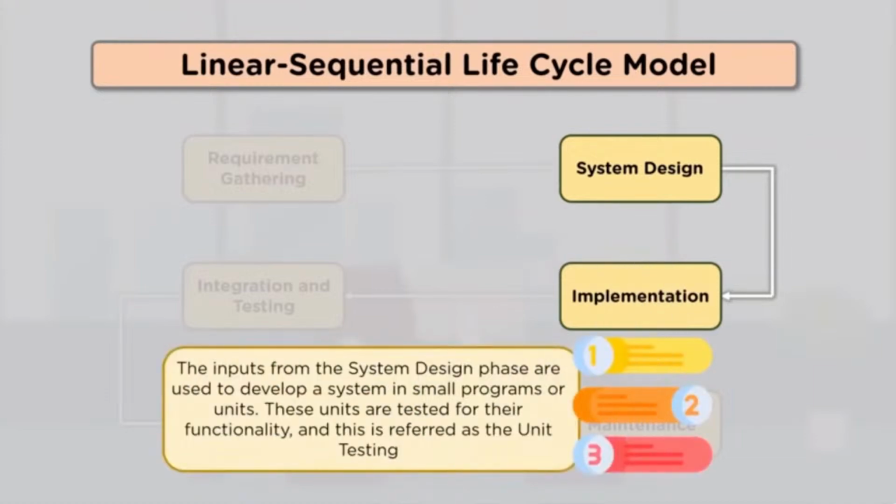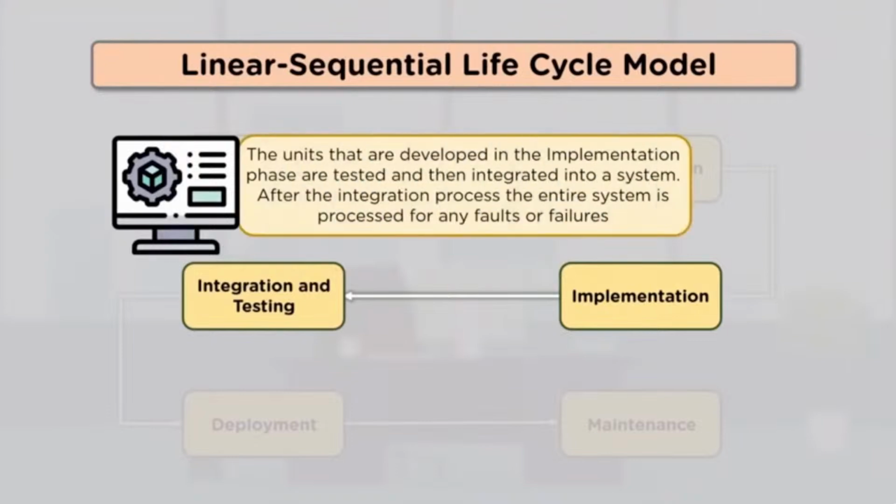After the design phase comes the implementation phase. After the inputs in the system design phase, the system is developed in small programs called units. These units are integrated in the upcoming phase. Here in this phase, each unit is developed and tested for its functionality, which is referred to as unit testing. Now comes the integration and testing phase. All the units developed in the previous phase are now integrated into a system. Post-integration, the entire system is tested for any faults or failures.